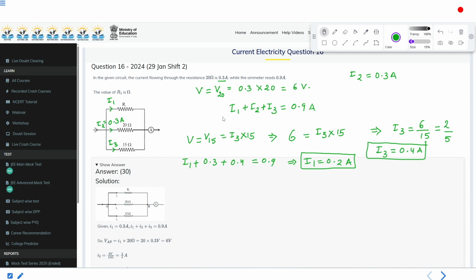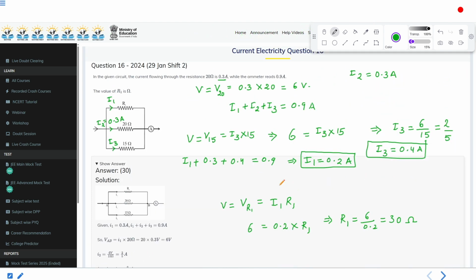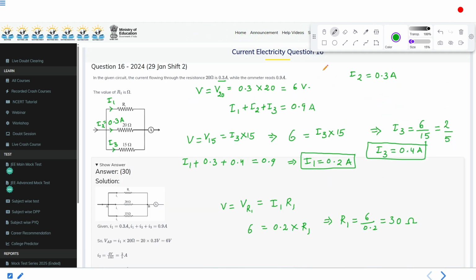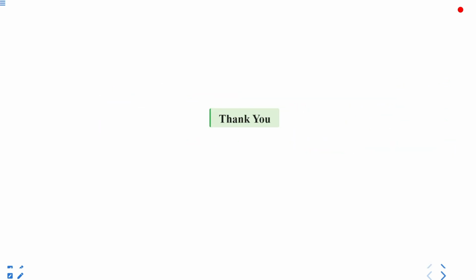So R1: the potential difference is the same, so VR1 is equal to V, which is equal to I1 R1. VR1 is 6 volt and the current is 0.2 ampere into R1. So R1 will become 6 by 0.2, which is 30 ohm. So that is the correct option. Okay, so these are some JEE PYQs. I hope you enjoyed the session. Thank you.